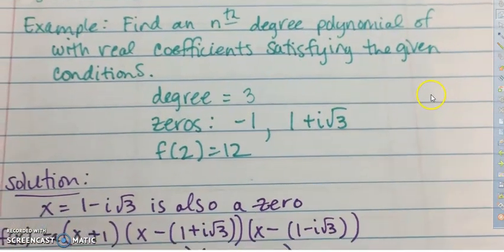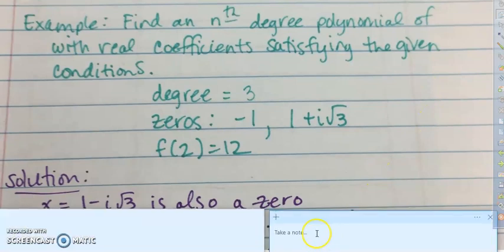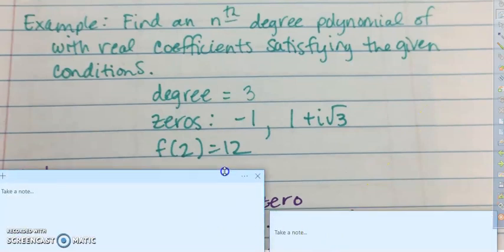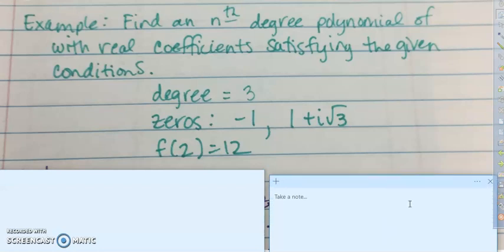And then your second example, the directions say to find an nth degree polynomial of, I think that's supposed to say least degree, with real coefficients satisfying the given condition. So it looks like I left off the word of least degree. It says that the degree is 3.